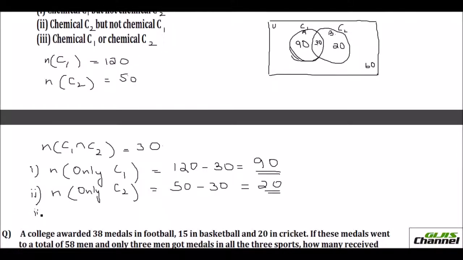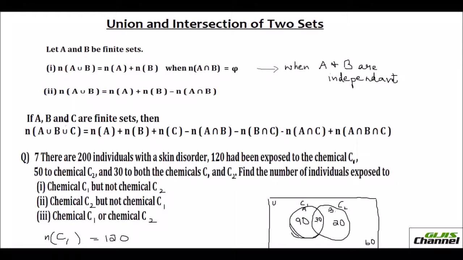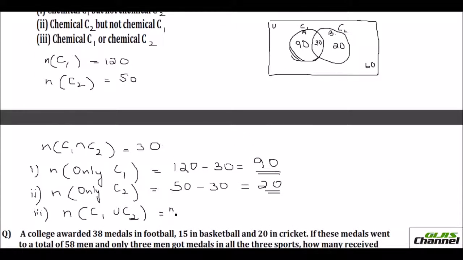So this is union. When "or" comes, you can understand it is union. So you're going to find out C1 union C2. For this you have a formula I had already told you. A union B equals N of A plus N of B minus N of A intersection B, right? I'm just going to apply that. This is going to be N of C1 plus N of C2 minus N of C1 intersection C2, right? So just put the values. You get 120 plus 50, take away 30. So that will give you 140 people.